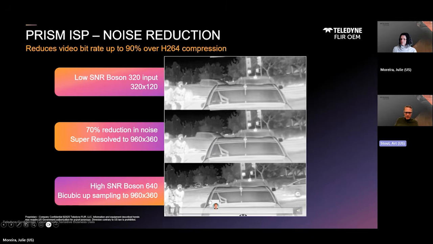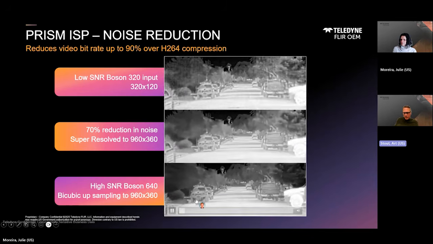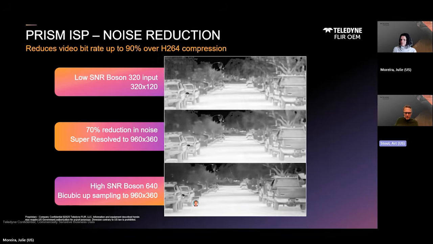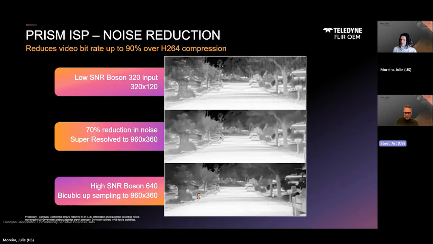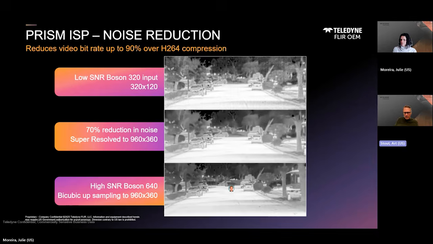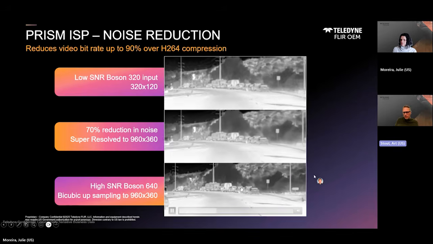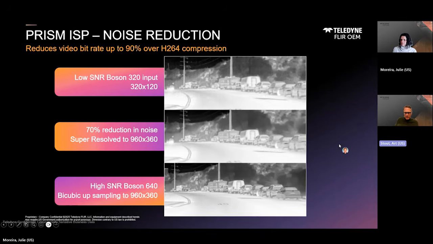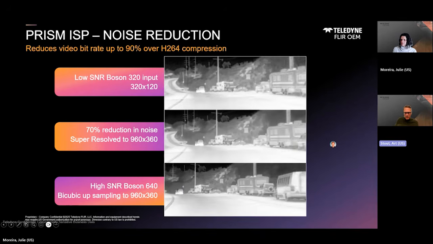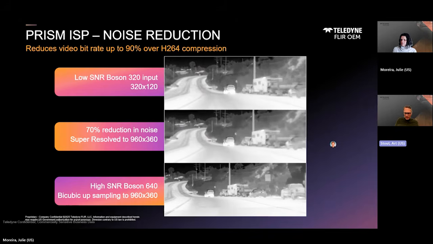And then you see, as reference, the Boson 640 simply upsampled to the same resolution of 960. And we're approaching the image quality of a more expensive sensor with a 320 camera in this case. And of course, you could apply the same logic to a 640 upsampled to a 1280 camera.